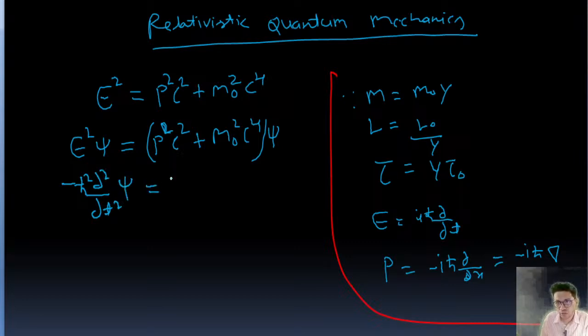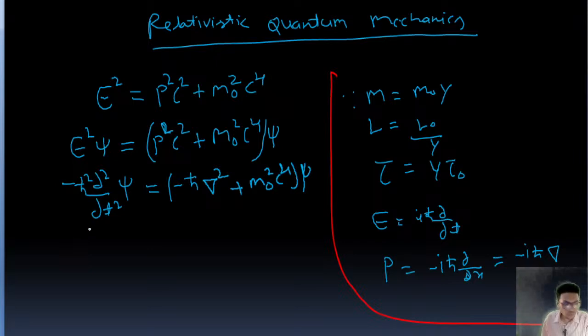And the value of p square we know: p is minus iota h cut del upon del x, so p square is going to be minus h cut square del square, and in 3D we can write minus h cut square del square, plus m naught square c to the power 4 psi.